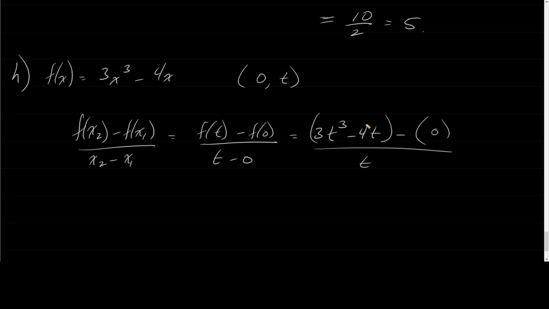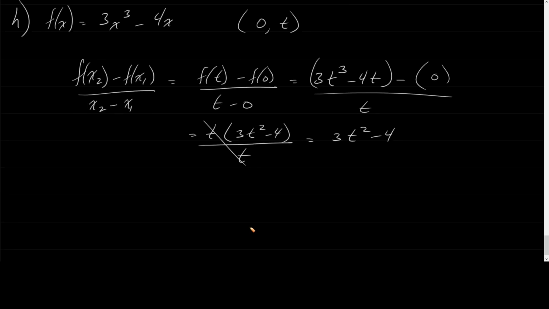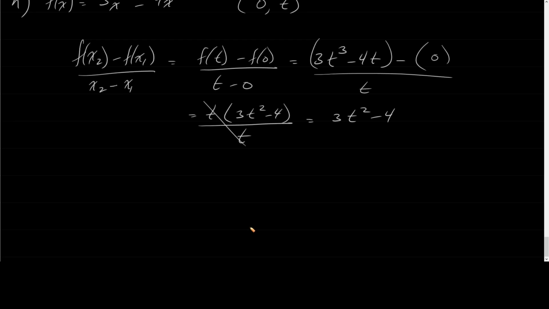Notice on the top now, the only thing that we're left with is this parentheses, but they both have a t. So what I can do is factor out a t, and I'm left with 3t squared minus 4. All of this over t, giving me the final answer here of just 3t squared minus 4, right? Because these t's over there, they cancel each other out. All right. So that's the average rate of change. And again, it is essentially just the slope formula.